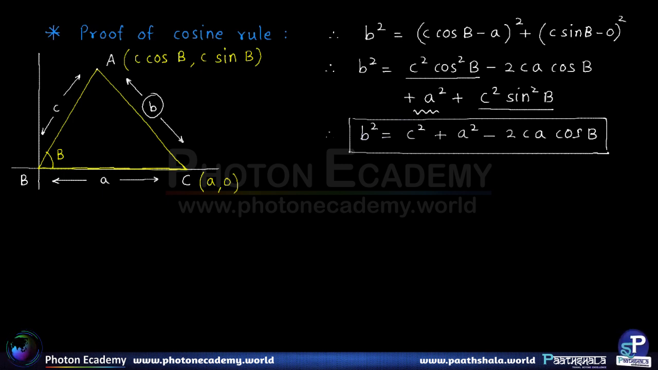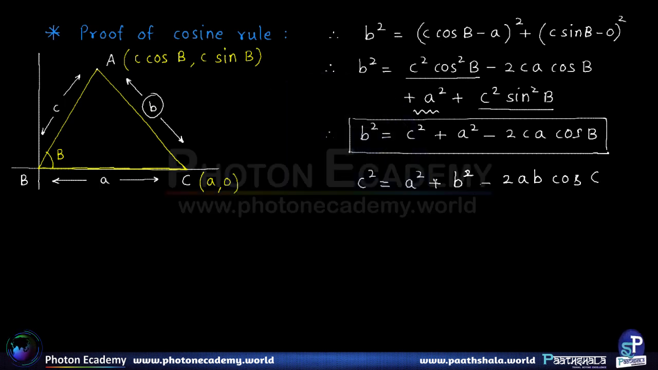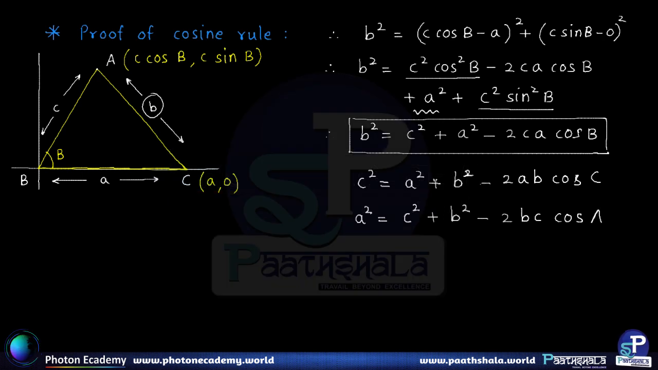Similarly, by taking the other two sides as the base on the x-axis, we can easily prove the remaining two forms of the cosine rule, which are c square is equal to a square plus b square minus 2ab cos C, and lastly a square is equal to b square plus c square minus 2bc cos A. This is the cosine rule.